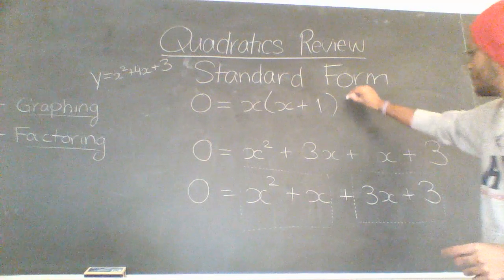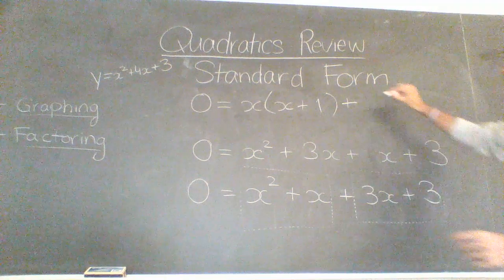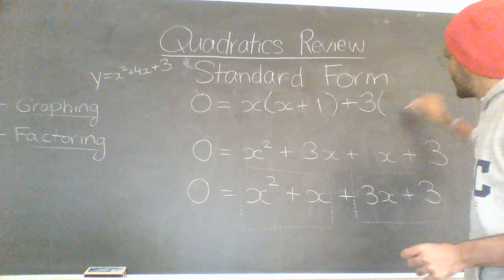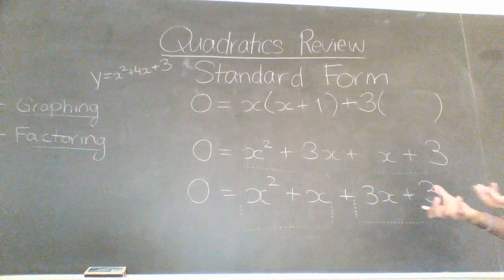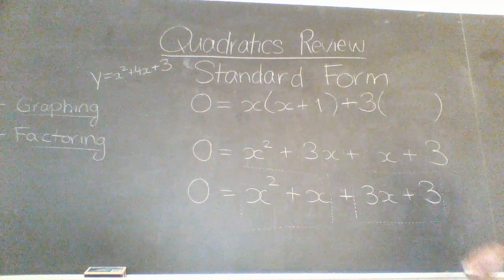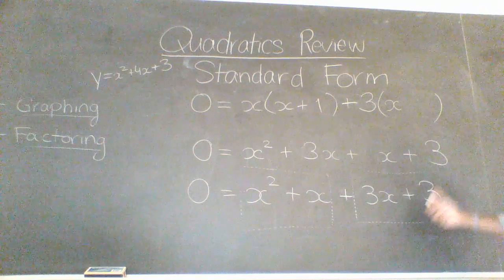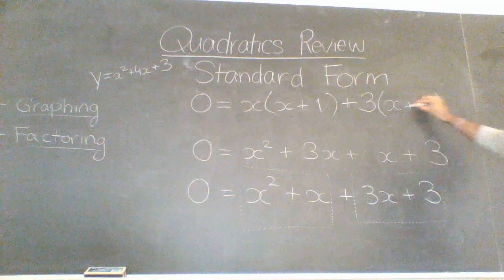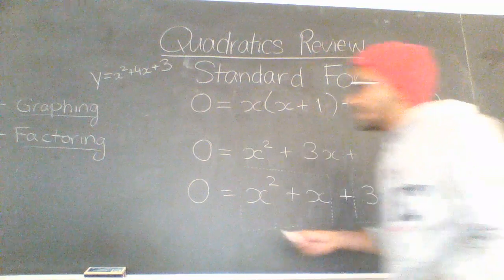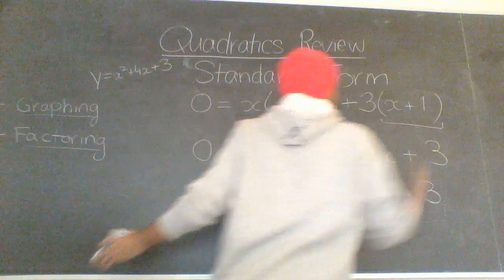3x and 3, what do they have in common? Once again, keep that sign the same. 3x and 3, what do they have in common? They've got a 3 in common. When you divide out 3 from 3x, you're left with just x, so you put those leftovers there. And then 3 divided by 3, you're left with 1, and you keep the same sign: x plus 1. You'll know you've done it right if these two brackets read the same thing.